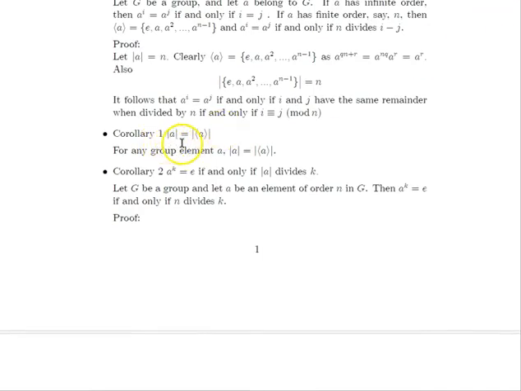Corollary 1. The order of the element a is equal to the order of the cyclic group generated by a. Both are equal to n. Corollary 2. a to the k is equal to e if and only if the order of a divides k. Here k is an integer. This follows from the fact that e is equal to a to the n when a has order n, or a to the 0. So k and 0, since a to the 0 is e, must be congruent mod n, which means n divides k.